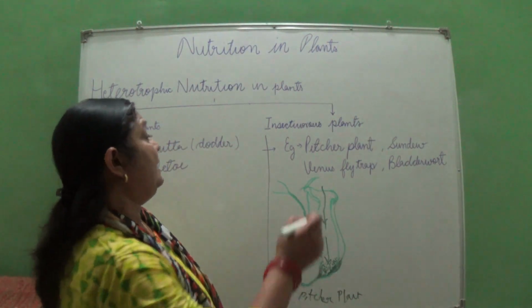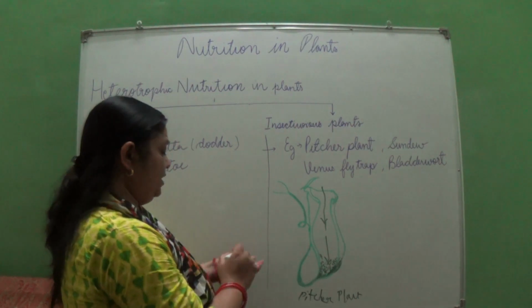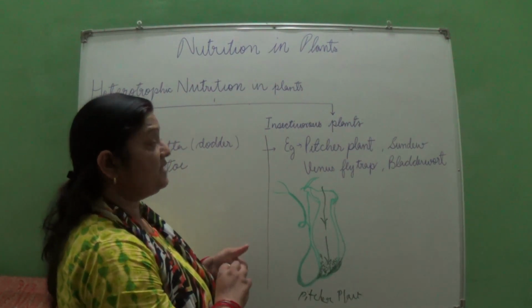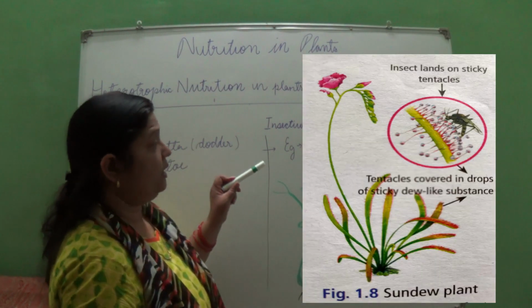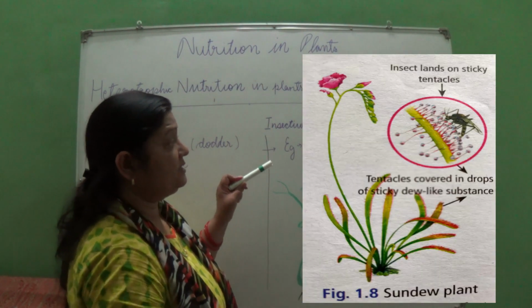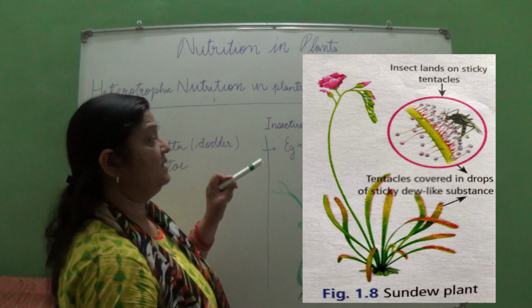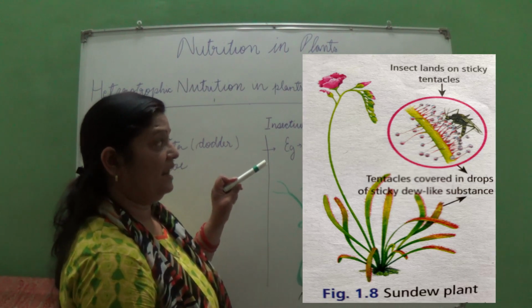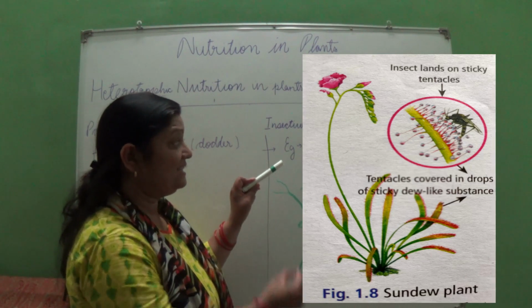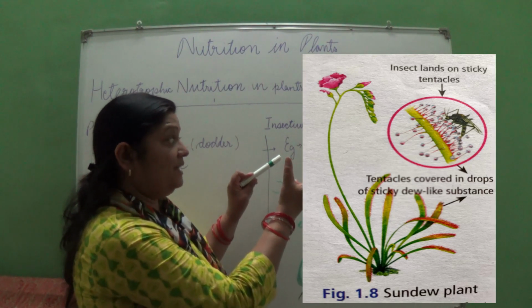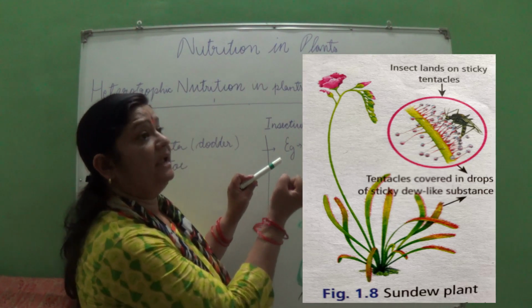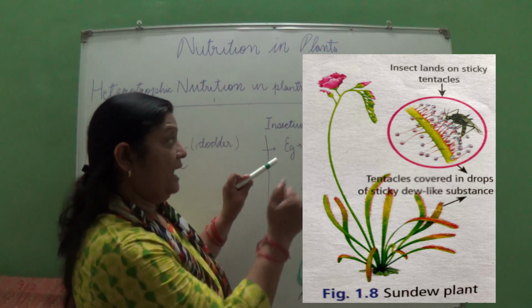Now, the next example we are going to see is Sundew. You can see from the picture over here that the leaves of this plant consist of hair-like structures. Once the insect sits on these hair-like structures, what happens? It gets stuck to the plant and is unable to move.